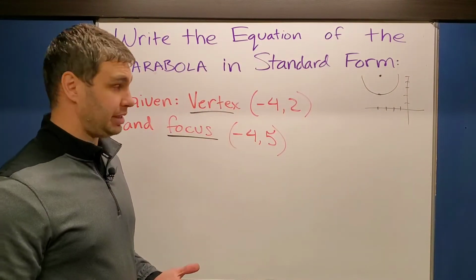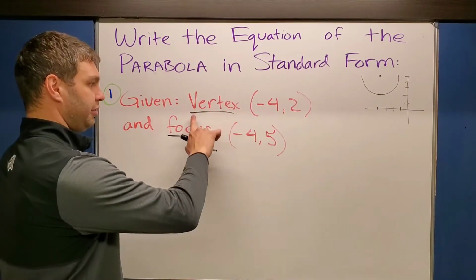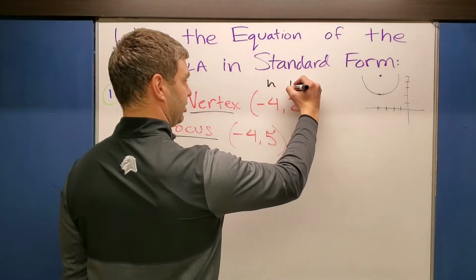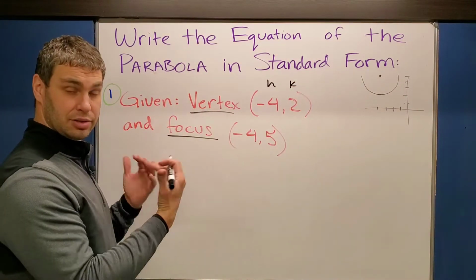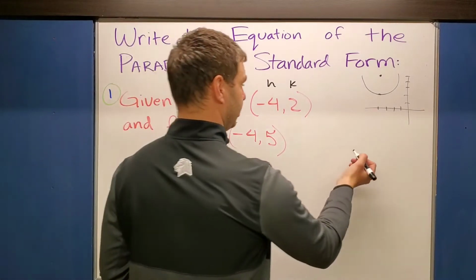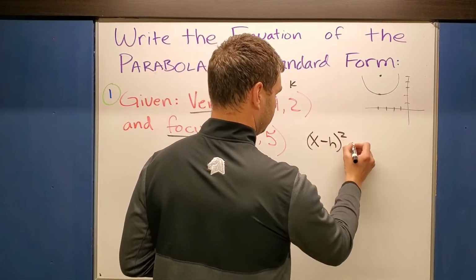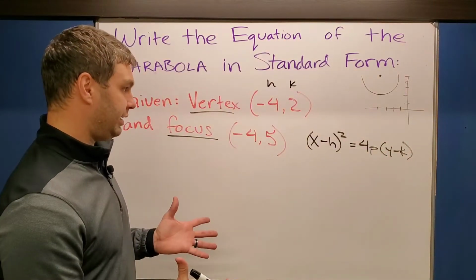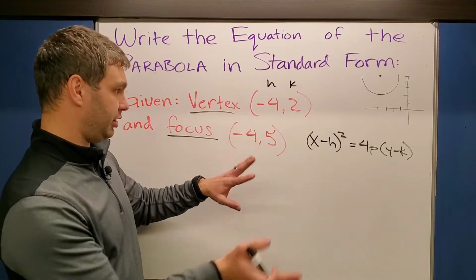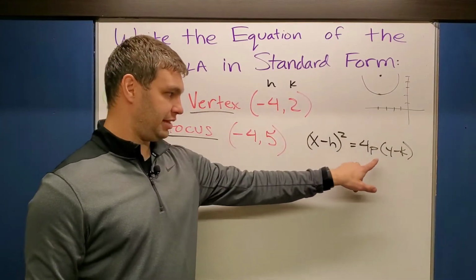That's important because this tells me a couple key pieces of information. First off, the vertex is always going to be our h, k. Secondly, this opens up, which means that my x values are going to be the ones that are squared. So let me write out just the general form of that equation. Okay, so I have almost everything I need except for one value. I can plug in my h and my k, and when I do that, all that's missing is the p.